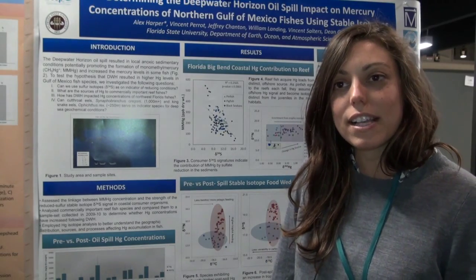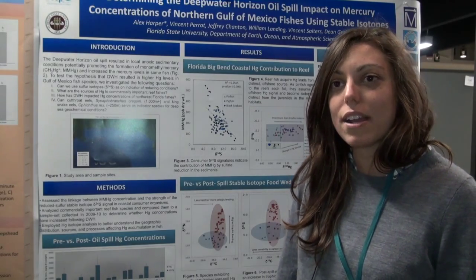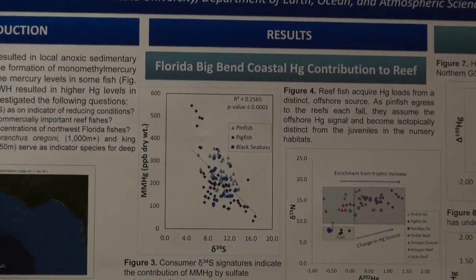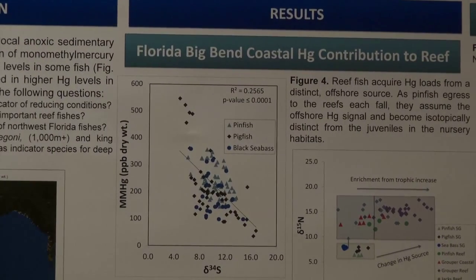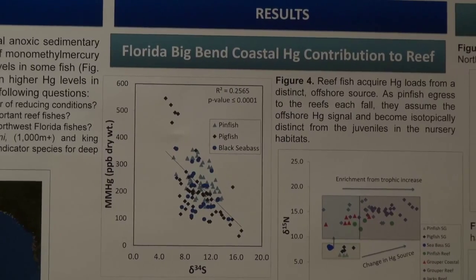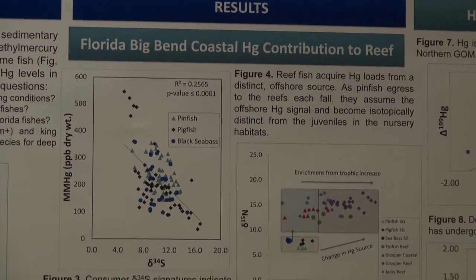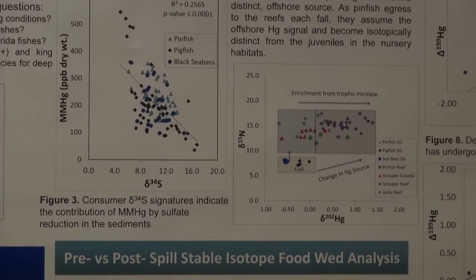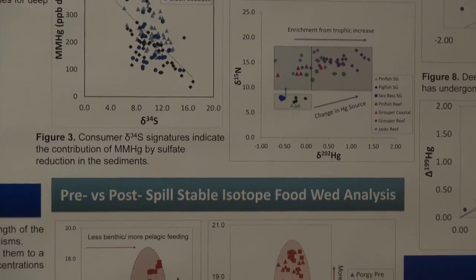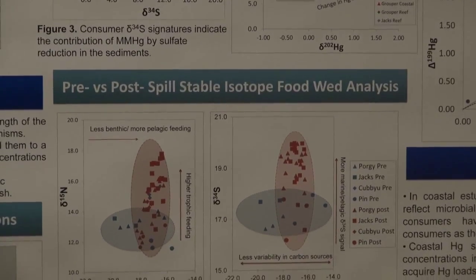And we assess these fish for light stable isotopes of carbon, nitrogen, sulfur, and mercury isotopes, as well as mercury concentrations, to try to figure out if there was an impact from the oil spill, and if so, what exactly that effect has been.